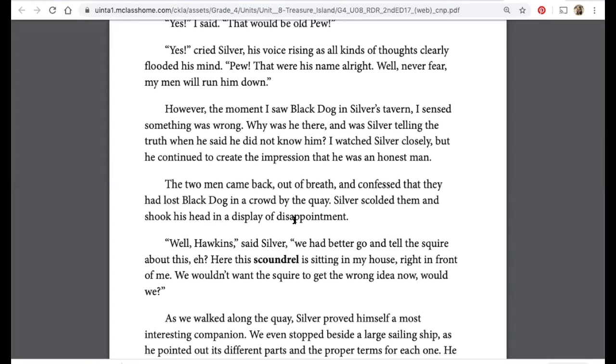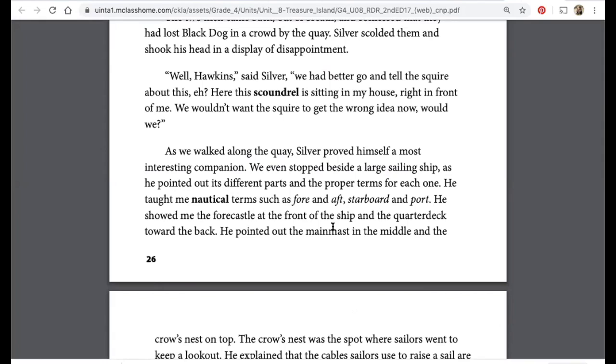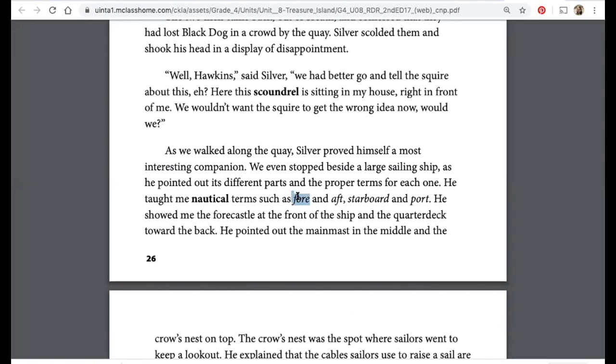Well, Hawkins, said Silver, we had better go and tell the squire about this, eh? Here this scoundrel is sitting in my house right in front of me. We wouldn't want the squire to get the wrong idea now, would we? As we walked around the quay, Silver proved himself a most interesting companion. We even stopped beside a large sailing ship as he pointed out its different parts and the proper terms for each one. He taught me nautical terms such as fore and aft and starboard and port.